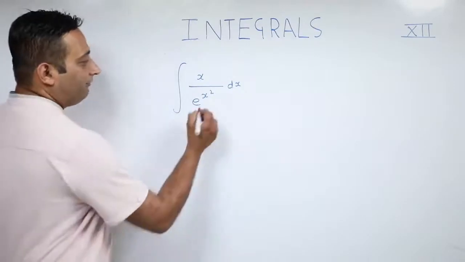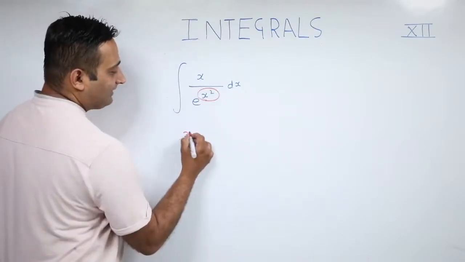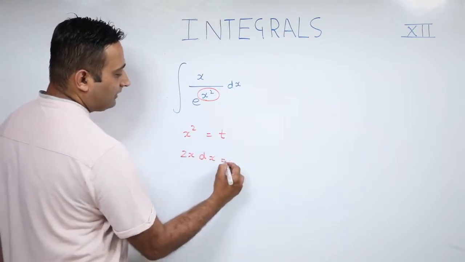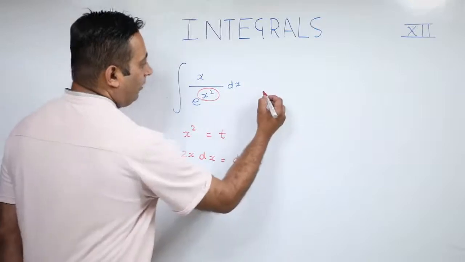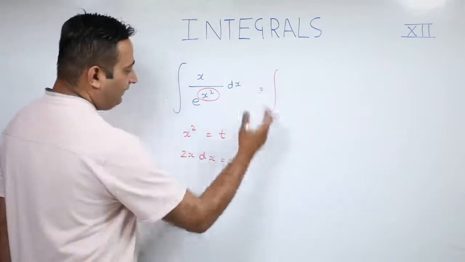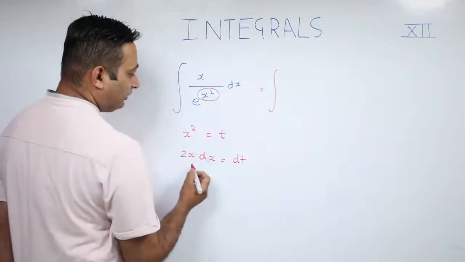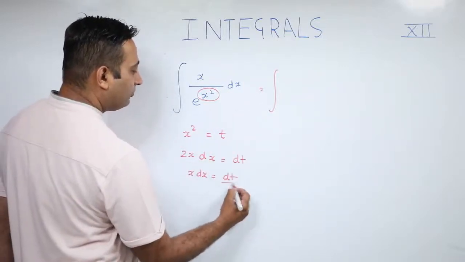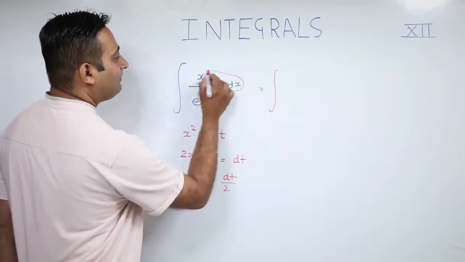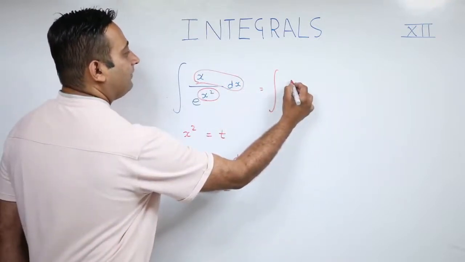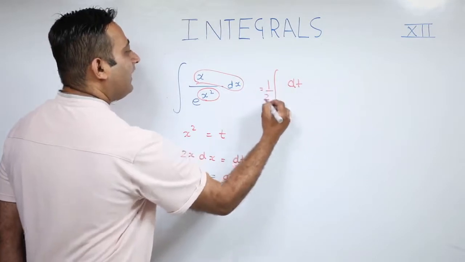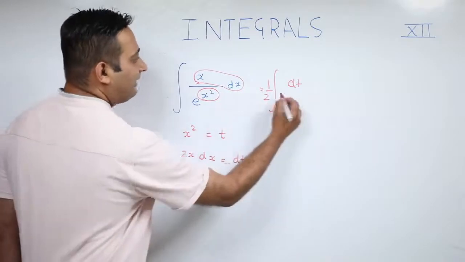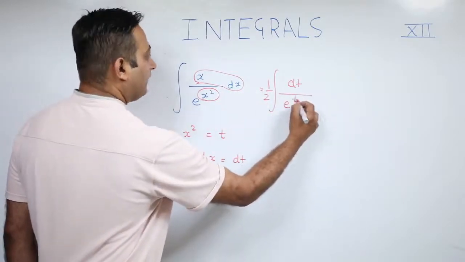In this question we will consider by putting x square is equal to t. Now the derivative of x square is 2x dx is equal to dt. Now we can get the redefined form of this question as x dx is equal to dt by 2. So we have already x dx present in our question, so it will be dt by 2. We'll write half outside the integral because it is in the multiplication, and e raised to the power x square will become e raised to the power t.